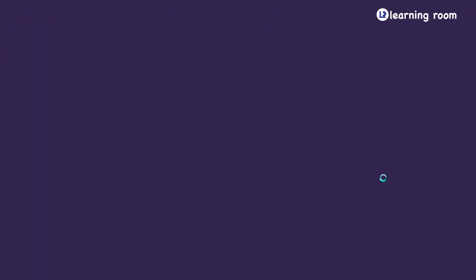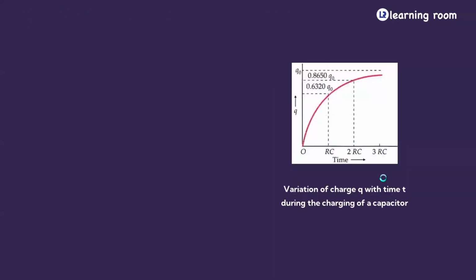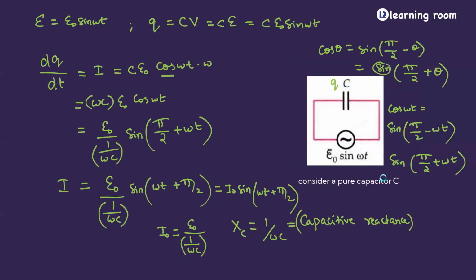Next, we discussed what happens when an AC source is connected only across a capacitor. So when you connect it across a capacitor, the value of EMF is going to be E naught sine omega t, and the value of current comes out to be I naught sine omega t plus pi by 2. So there will be a phase difference of pi by 2 existing between the EMF and the current, and which one will lead the other? Since current has omega t plus pi by 2, current is going to lead the voltage by pi by 2, and voltage will lag the current by pi by 2.